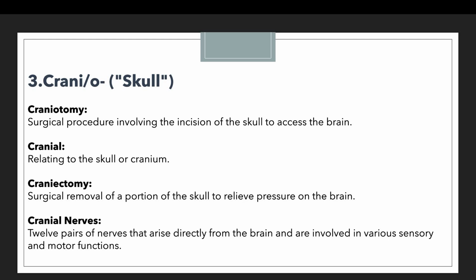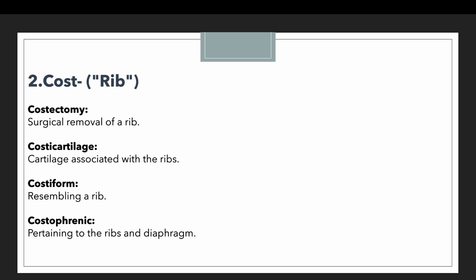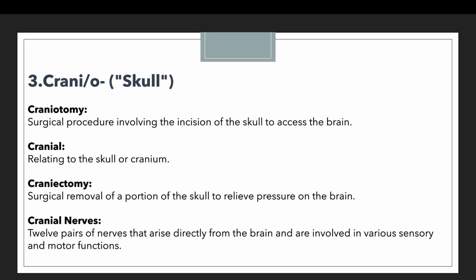Okay, so far we have discussed three prefixes. The first one is coron, which is related to heart. Then we discussed cost, which is related to ribs. And at last we discussed crani or cranio, which is related to skull. So these are all the topics which I would like to share with you in this session.